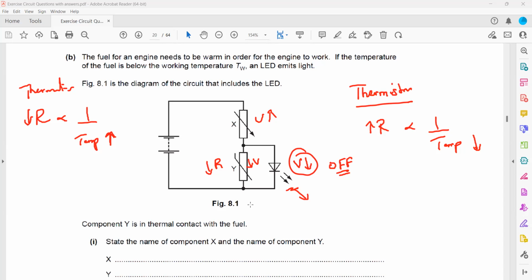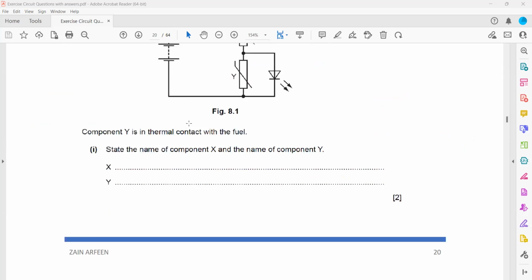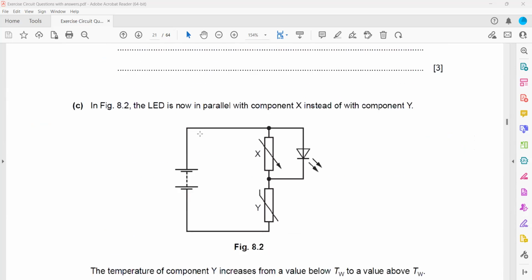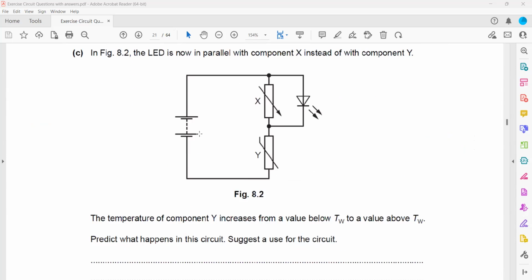So resistance and temperature of a thermistor are inversely proportional. Now we change the position. In figure 8.2, the LED is now in parallel to component X, which is a variable resistor. The temperature of Y increases from a value below to a value above, like temperature is increasing. Predict what happened to the circuit.